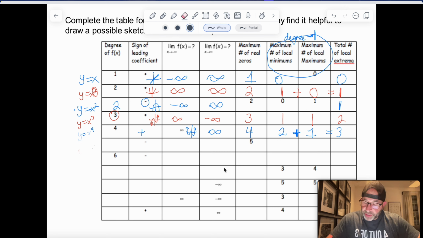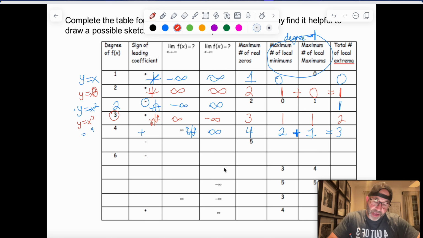All right, start that one over there. That 5 there is the maximum number of zeros. That tells us that we have a degree of 5. Okay, so I apologize. We had y is equal to x to the 4th, so now let's make this y is equal to x to the 5th. Okay, with the leading coefficient being negative, there's a reflection.